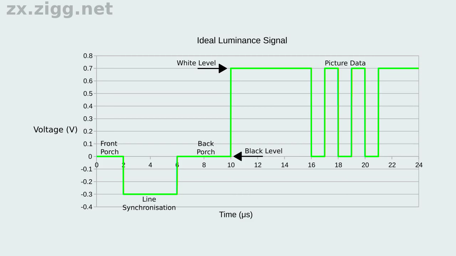After a very short period at 0 volts, called the front porch, the signal drops to minus 300 millivolts for a time before returning to 0 volts. This negative going line synchronisation pulse notifies the television a new horizontal scan line is about to begin. After another period at 0 volts, the back porch, the signal begins to vary between 0 volts and 700 millivolts to indicate the intensity at each point on the line as the electron beam makes its way across the screen. Once the whole line has been described, another synchronisation pulse with its surrounding porches indicates the start of the next line down.